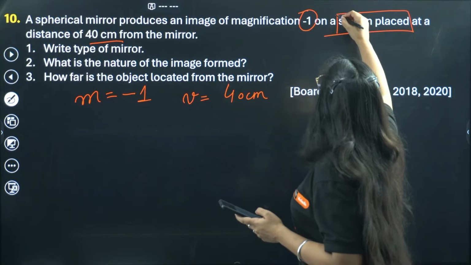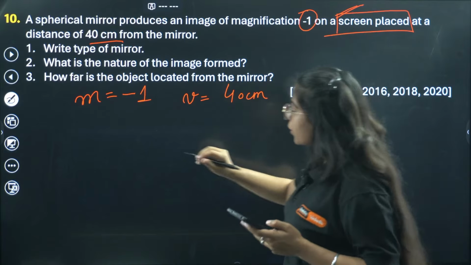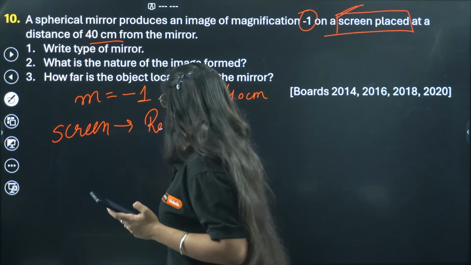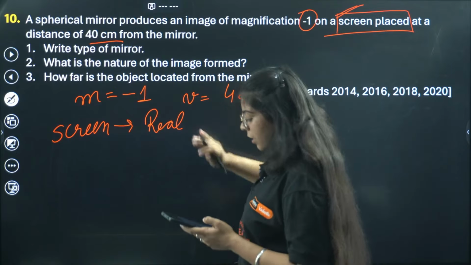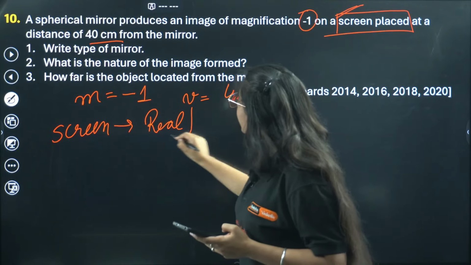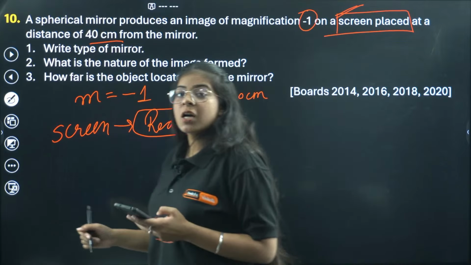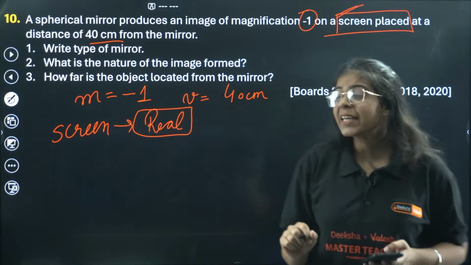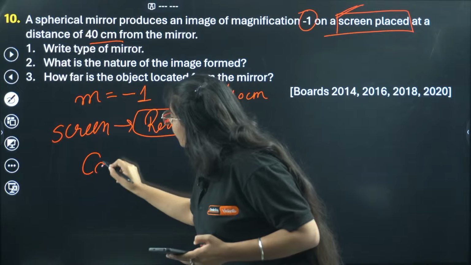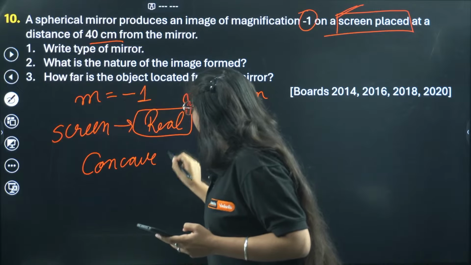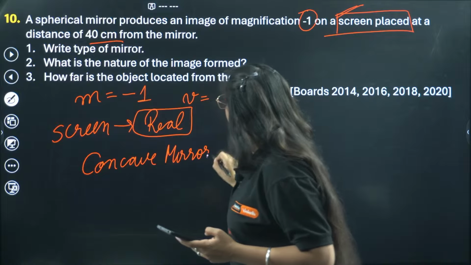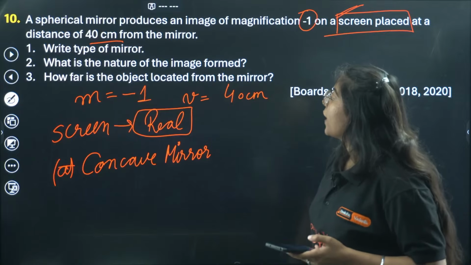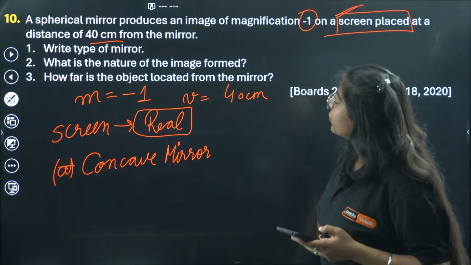The image that can be produced on the screen will be real and inverted. Will be real. Inverted, let's save that for the last. It will be real. So the real image, convex mirror never forms a real image. Correct? So concave mirror is the one. So for the first part we have the answer as concave mirror, because only in concave mirror the image can be produced on a screen. Second, what is the nature of the image formed?